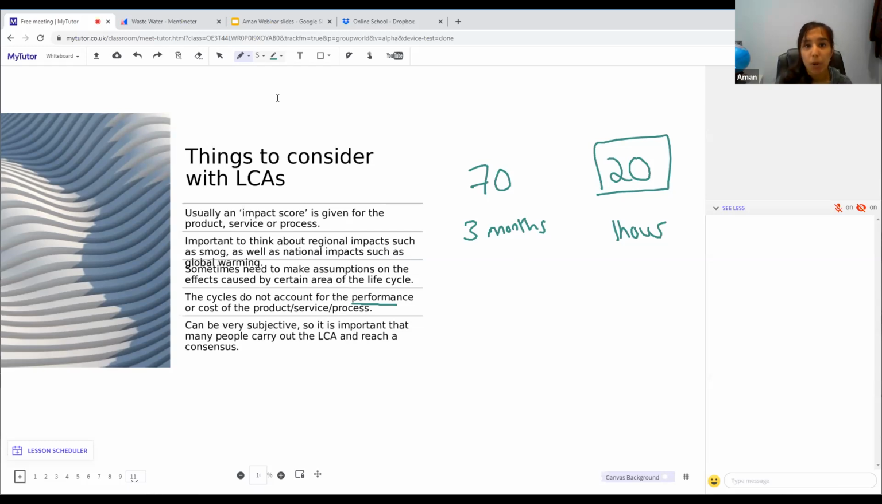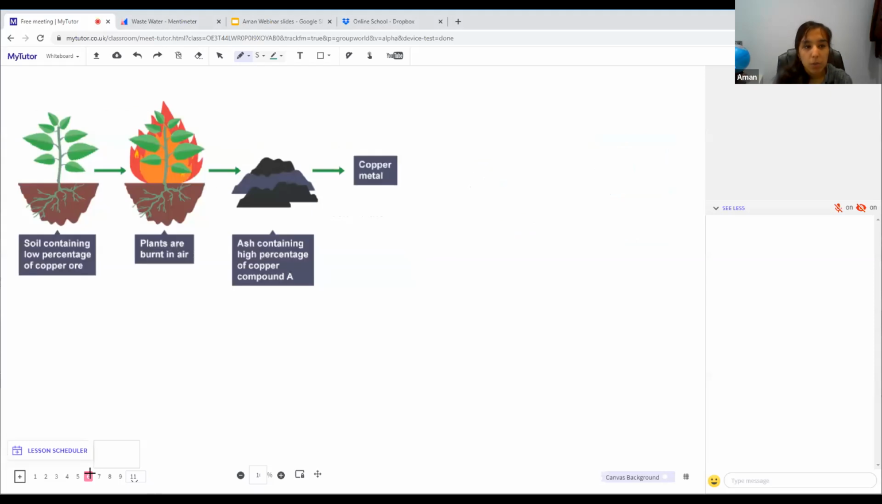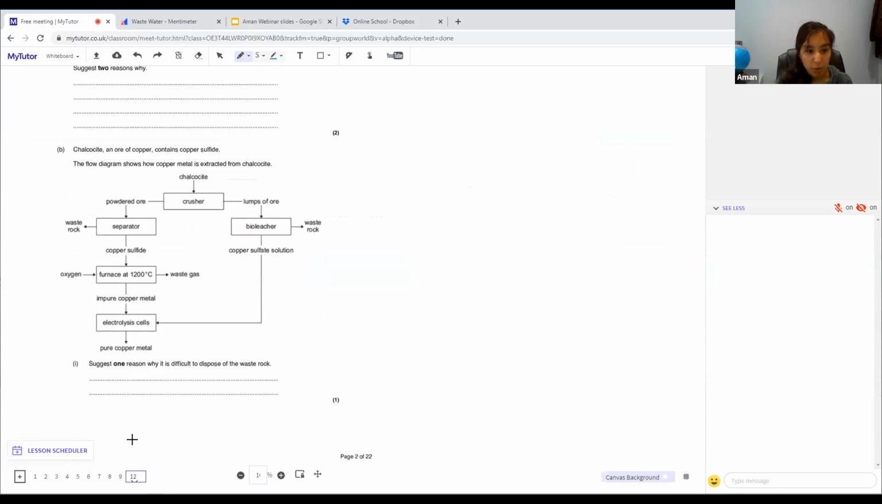So before we do any exam questions, are there any questions then on the things to consider with life cycle assessments? Yep, someone's asking me to go to page 6. I will go there now. So this was just the process of phytomining. Okay, and page 13. I'm not sure, we haven't gone to page 13 yet. So anyway, let's go to page 12 actually before we do that.